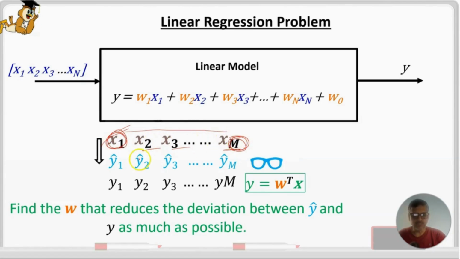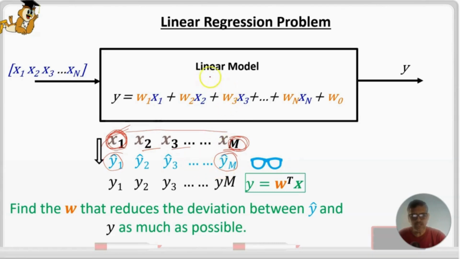x1 through xn. For each of these training points, you also have an observed output. We call that y hat. So y hat 1 is the observed output when the vector x1 was the input, so on and so forth. So for each of these m training points, you have m outputs that you observed, which you got in your training data.